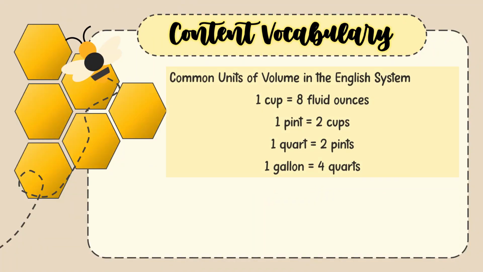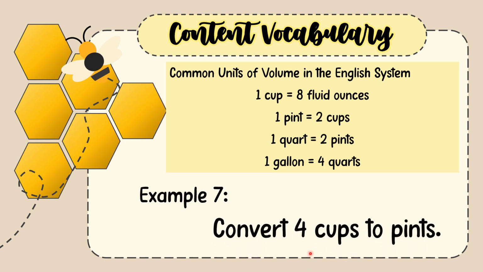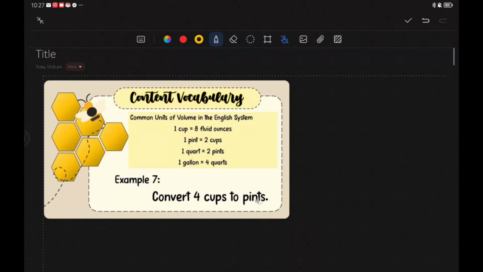We also have here the common units of volume in the English system. Now we have here 1 cup is equal to 8 fluid ounces, 1 pint is equal to 2 cups, 1 quart is equal to 2 pints, and 1 gallon is equal to 4 quarts. Now let's try these units of volume in the English system in conversion. So we have example number 7, convert 4 cups to pints.